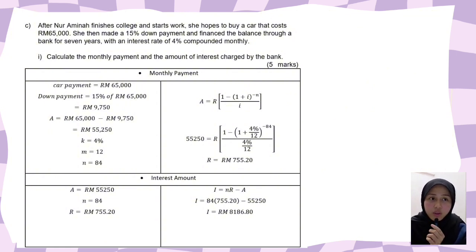Next, for the amount of interest charged by the bank, A equals 55,250 ringgit, N equals 84, R equals 755 ringgit 20 cents. For the interest amount, we use the formula I equals NR minus A. I equals 84 in bracket 755 ringgit 20 minus 55,250 ringgit, and the final answer for the interest amount is 8,086 ringgit 80 cents.